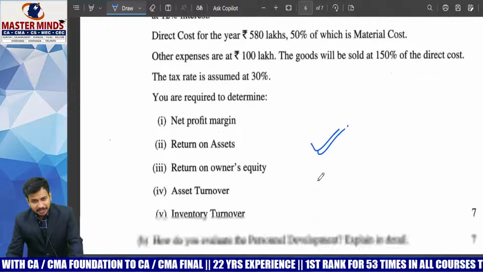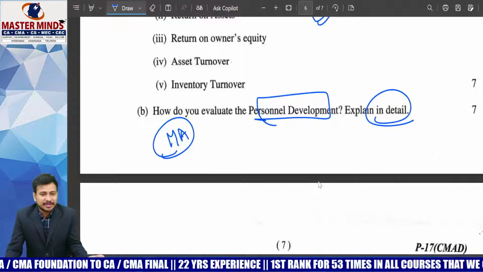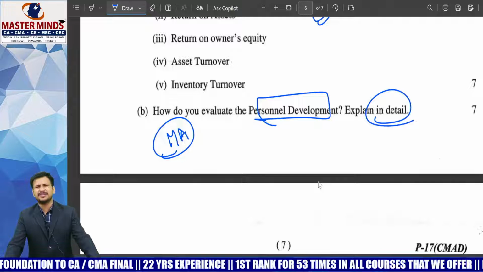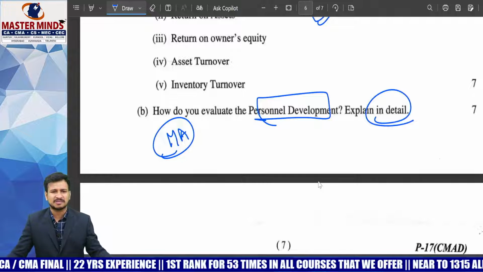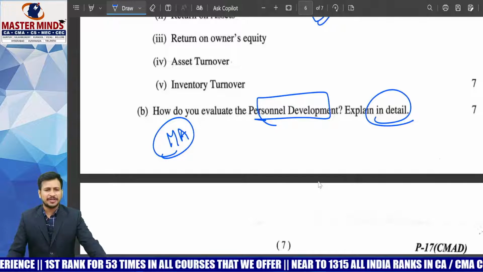Even though I was not pretty sure with point number B, and you may not be pretty sure because it's your theory question, but you can write it. Personal development is nothing but HR, relating to human resources and employees. You can write that. Very big deal actually.